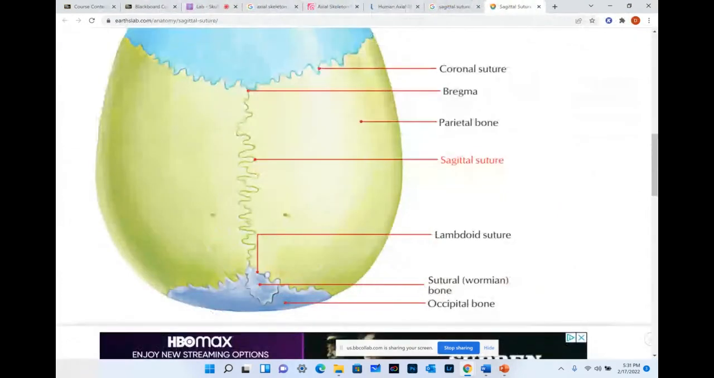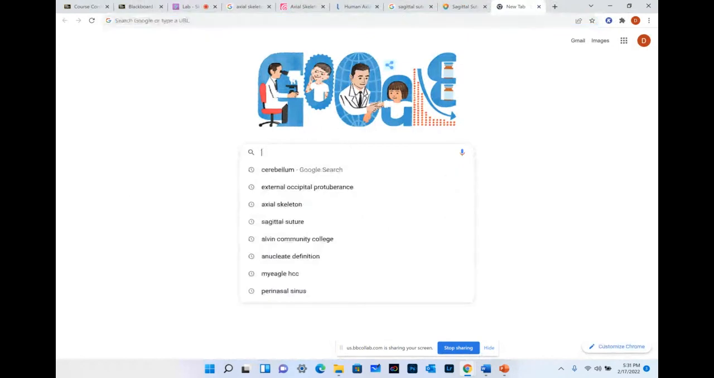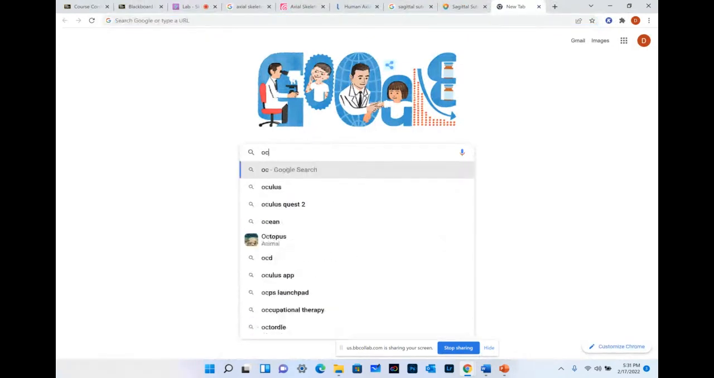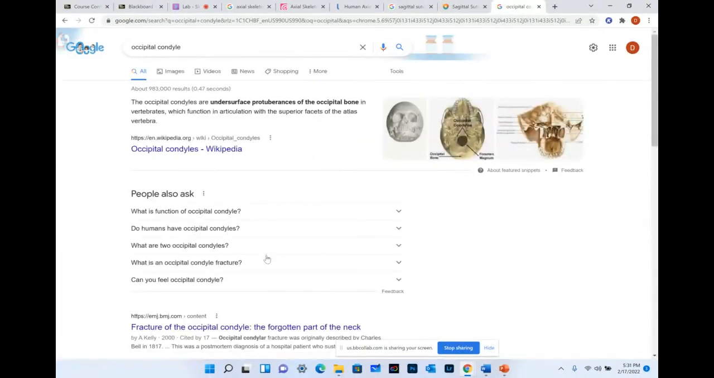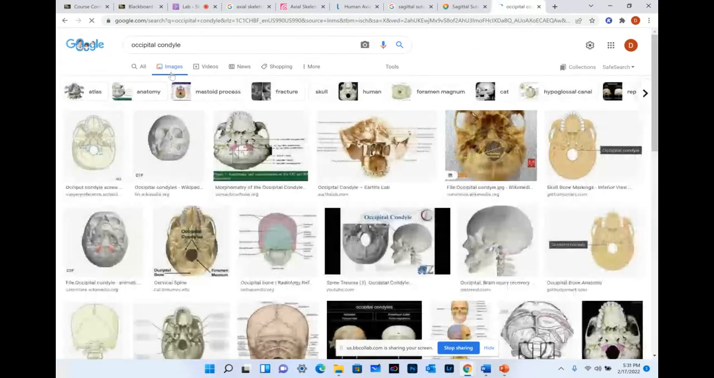So what are those occipital condyles? Let's see. There are a lot of nice photographs out there. You just need to Google.